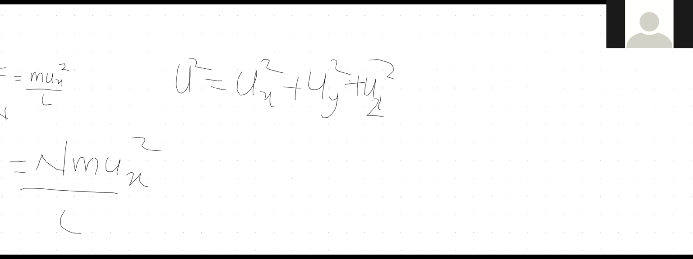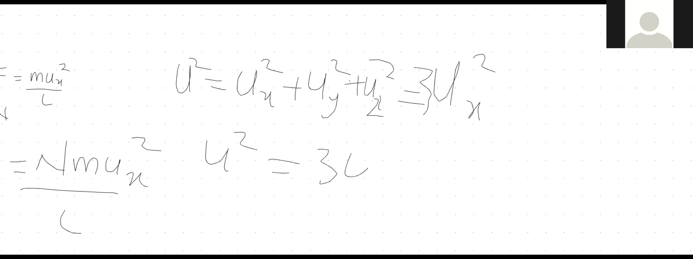So if we assume that they are all moving in the same direction, then at the end we are going to have ux squared. This one plus this, since they are all the same, so we assume that they are the same. So at the end, we are going to have 3ux squared. So therefore, we can now say u squared is equal to 3ux squared.